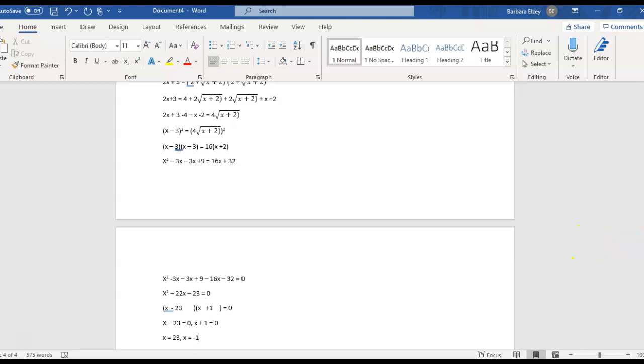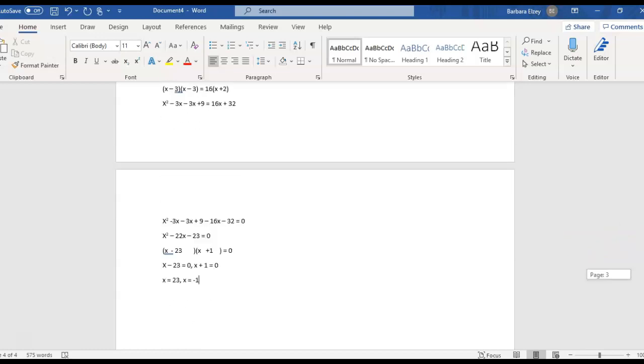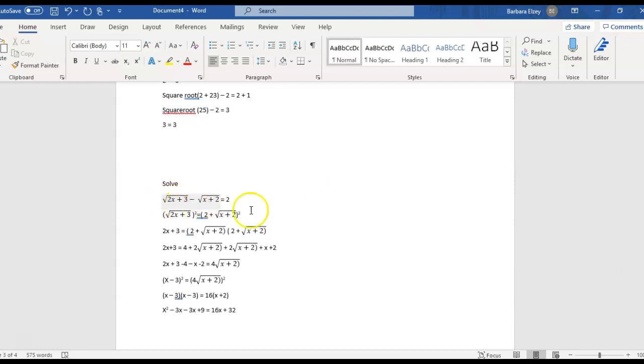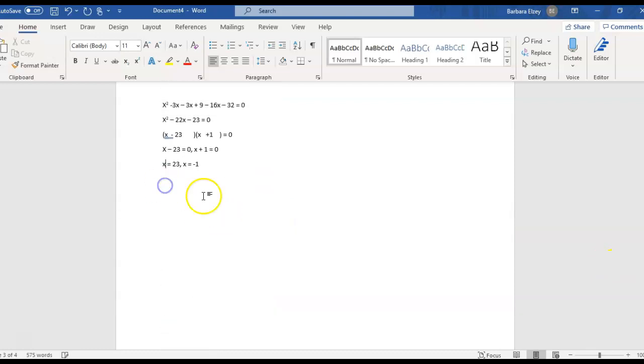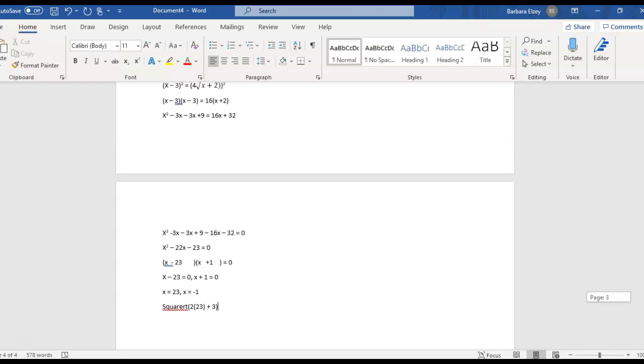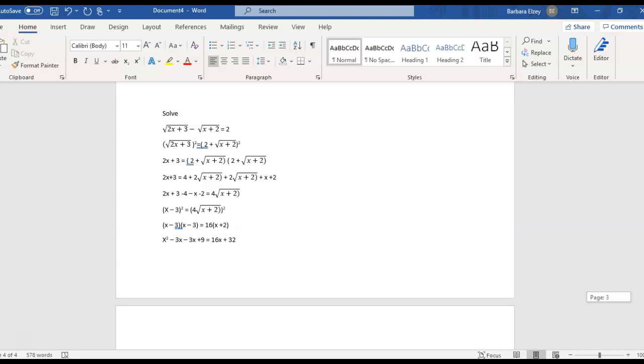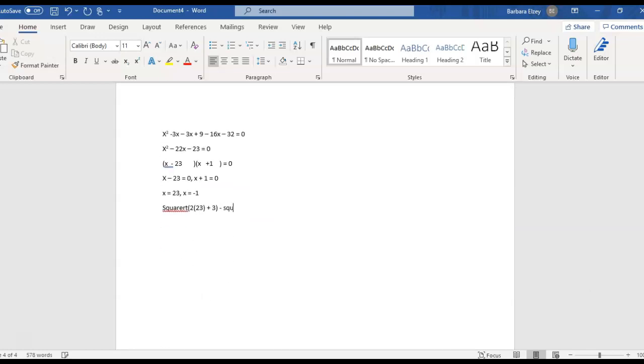Now, just as we did in our previous radical problems, we do have to check the solutions in the original equation. So I'll start with the 23. If I go back here, I'll have the square root of 2 times 23 plus 3, minus the square root of 23 plus 2, equals 2. All right, so 2 times 23 will be 46. 46 plus 3 will be 49. So we have the square root of 49 minus the square root of 25 equals 2. Well, that's 7 minus 5 equals 2. That checks. That's fine. So 23 is a good solution.